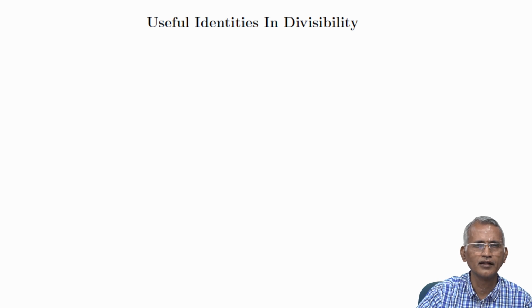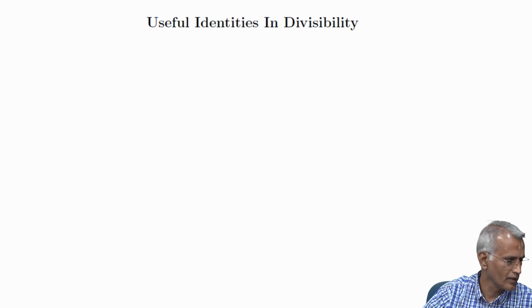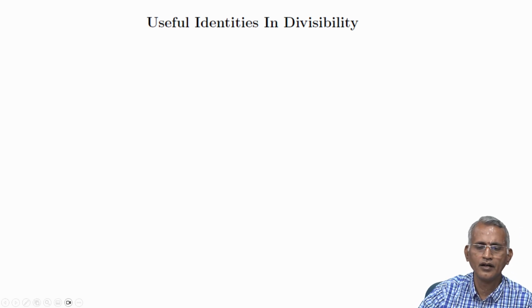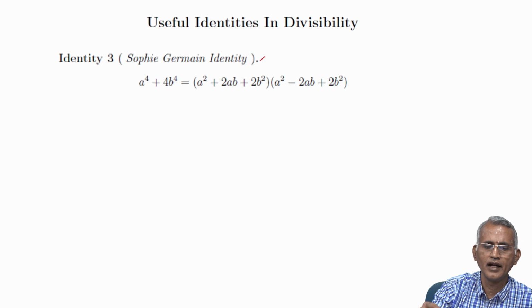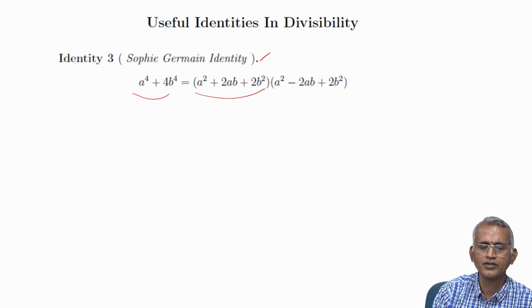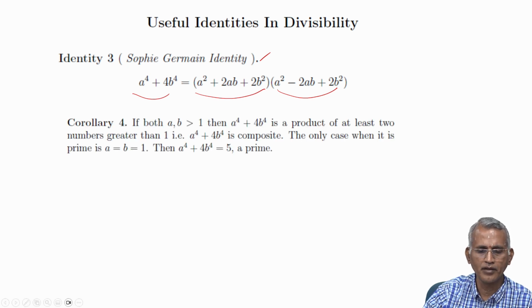Now, based on that, we have the usual identities in divisibility. So, let us have identity 3, the Sophie-Germain identity. If you take A and B as two numbers, then A power 4 plus 4 times B power 4 is equal to (A square plus 2AB plus 2B square) into (A square minus 2AB plus 2B square). So, using these ideas we have the inequalities, keep it in mind.